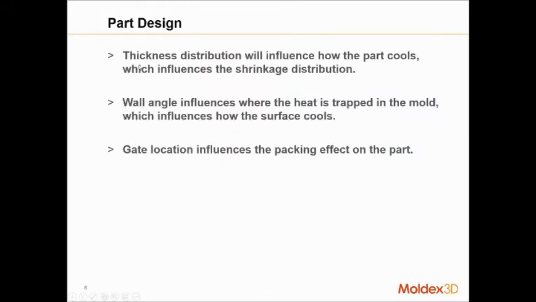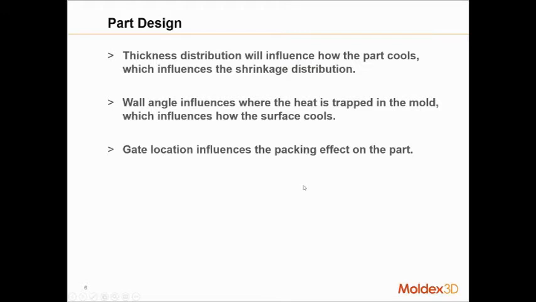Starting with part design, the thickness distribution will always influence how the part cools and will ultimately influence the shrinkage distribution. So if I have a thick region on my part, it's going to take longer to cool down than maybe a thinner region on my part. And because the temperature distribution is going to be different between those different regions, the internal volumetric shrinkage is going to be much different and cause it to shrink at different rates. So that sort of volumetric shrinkage variance is where this warpage is going to come from, and that's the common theme: if we have a variance in shrinkage, warpage is always going to be apparent.